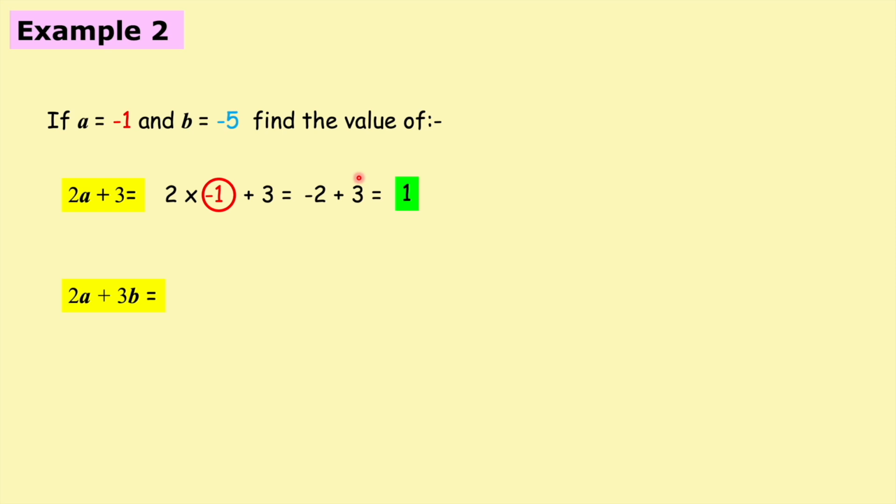Next one is 2a plus 3b. So this means 2 times a plus 3 times b. We know a is -1, so we need to do 2 times -1, and then we're going to add 3 times -5. So 2 times -1 is -2, and then 3 times -5 is -15. So because this is a negative, we're just going to do -2 subtract 15 to give us -17.